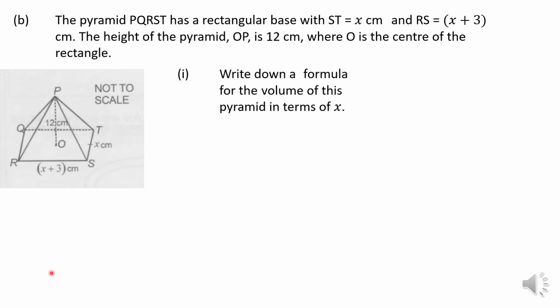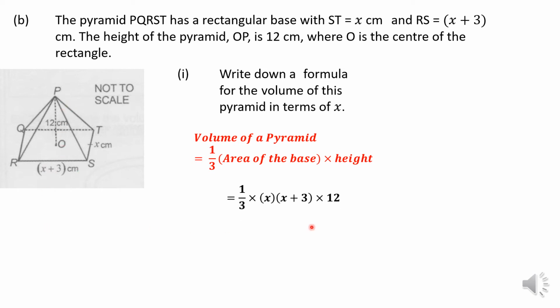Now they want us to write down a formula for the volume of the pyramid using X. Remember, the formula is a third of the area of the base, and the area of the base is a rectangle, so we'll take a third of X times X plus 3, and then multiply that by 12. That's what I've done here. I bring my 12 in front, so it's easier to find a third of 12, which is 4, and then I multiply this, and I eventually end up with 4x squared plus 12x.